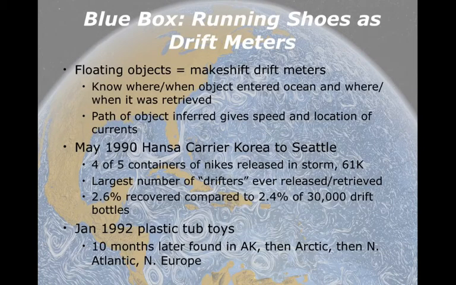So there have been a bunch of unintentional releases of stuff. They're usually floating objects. The two most common examples are shoes and these tub toys. So in 1990, there was a carrier ship coming from Asia, probably to Long Beach, California, and not far off of Hawaii, there was a huge storm, and 61,000+ of the shoes were released. Basically, they fell overboard.